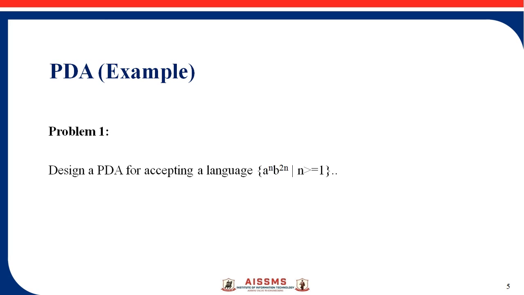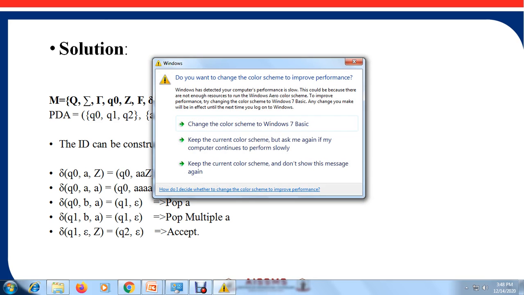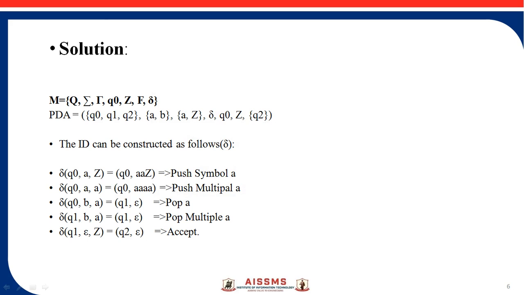The problem statement is to design a PDA for accepting the language a^n b^2n such that n is greater than or equal to 1. In this language, n number of a's should be followed by 2n number of b's. Hence, we will apply a very simple logic: if we read a single a, we will push 2 a's onto the stack. Okay, we see the solution. As soon as we read b, then for every single b only one a should get popped from the stack. First of all we see the ID, that is the instantaneous description.